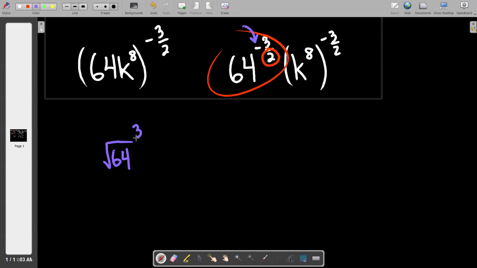What is the square root of 64? 8. And what is 8 to the third? Do you remember that one from yesterday? It's 512. So in my answer right now, I know that I need a fraction. Unlike the last problem, I need a fraction. And I know I'm going to have a 512 in the bottom.